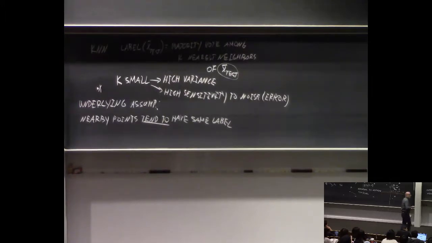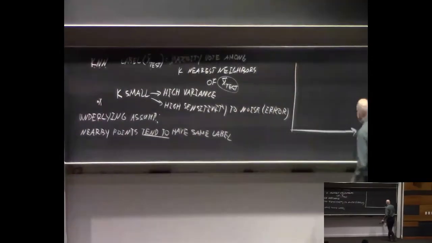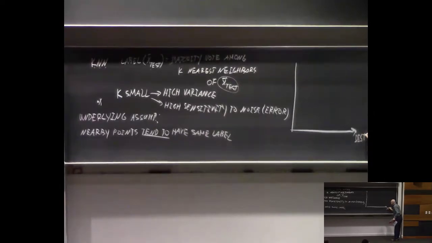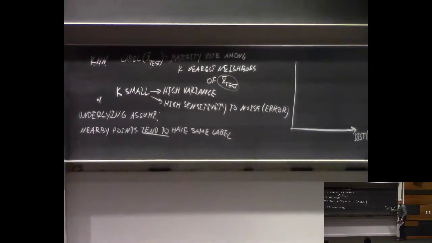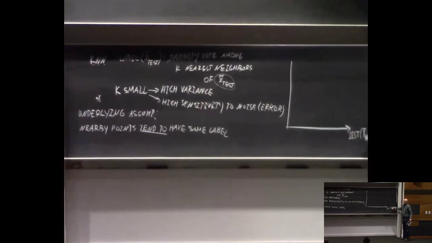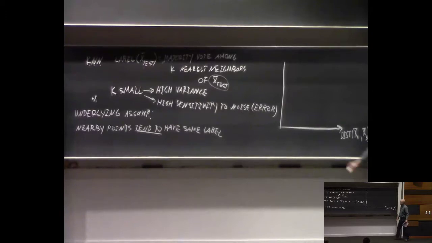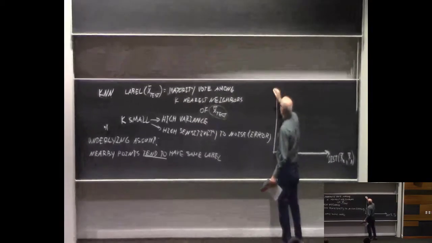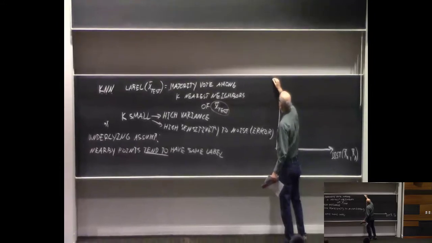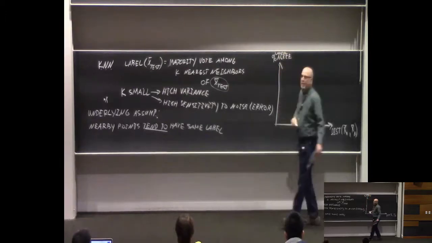In fact, I could do that on my training examples. I can measure the distance between two training examples, call them XA and XB. They're both drawn randomly. I measure the distance between them, and here I draw the fraction of the time that they agree, the percent of the time the label agrees.